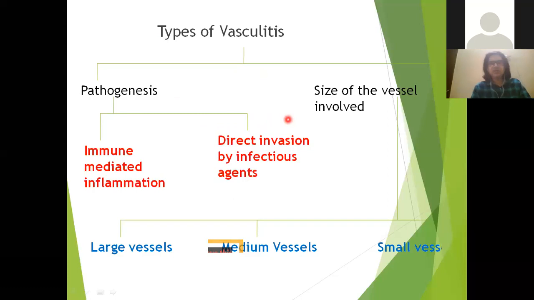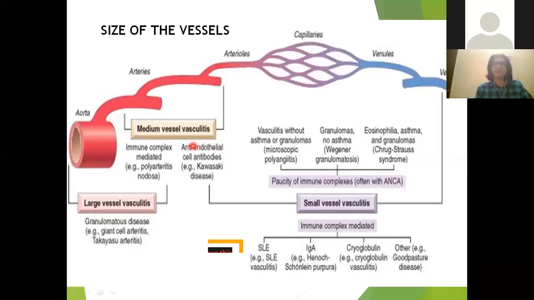Okay, so as I told you, the pathogenesis of vasculitis is, number one, infectious, and number two, immune mediated inflammation, right? And we classify vasculitis on the basis of the size of the vessel involved, that is small vessel vasculitis, medium vessel vasculitis, and then large vessel vasculitis. Okay, so this is a very beautiful diagram which is covering almost all the aspects of vasculitis, right?